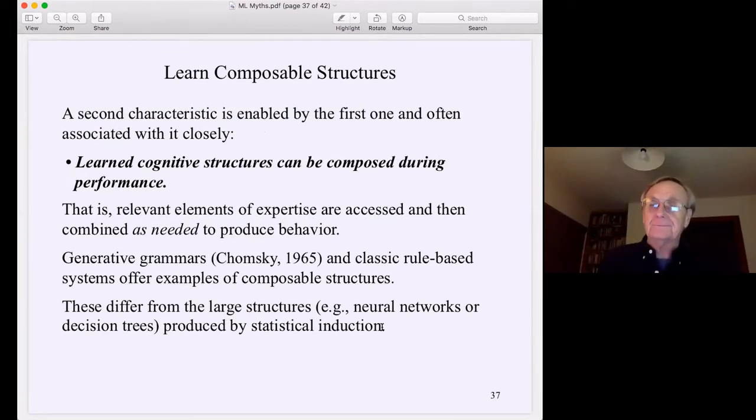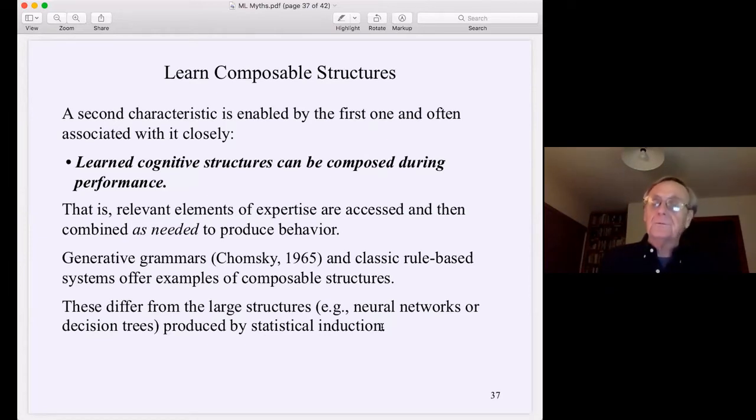You can chain things together. I didn't say it had to be a rule-based system, but you can chain these elements together in some way to produce something you couldn't by alone. The classic example of this is generative grammars, but rule-based systems are other examples. But again, it's not limited to that.